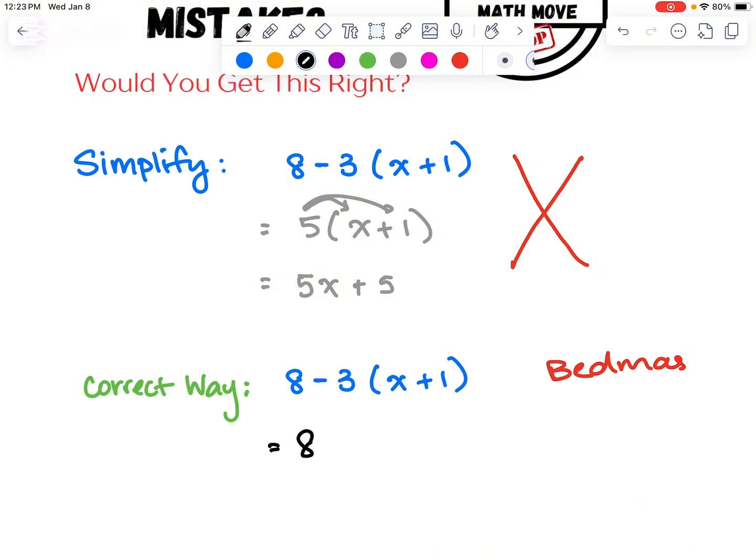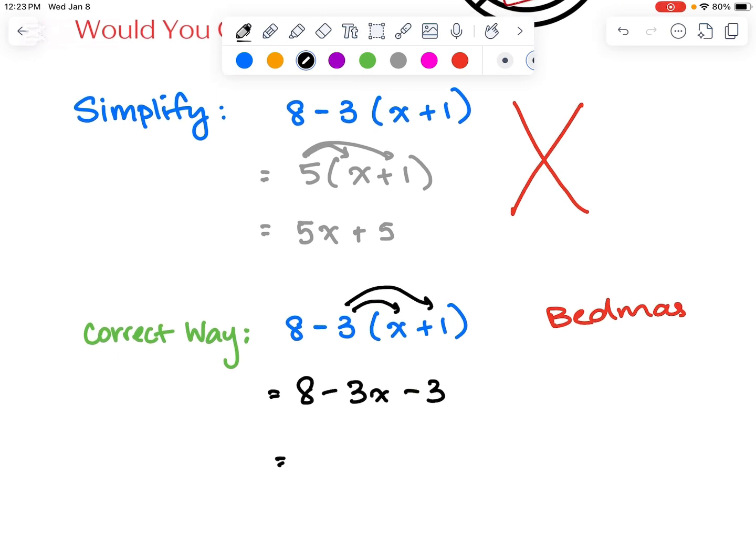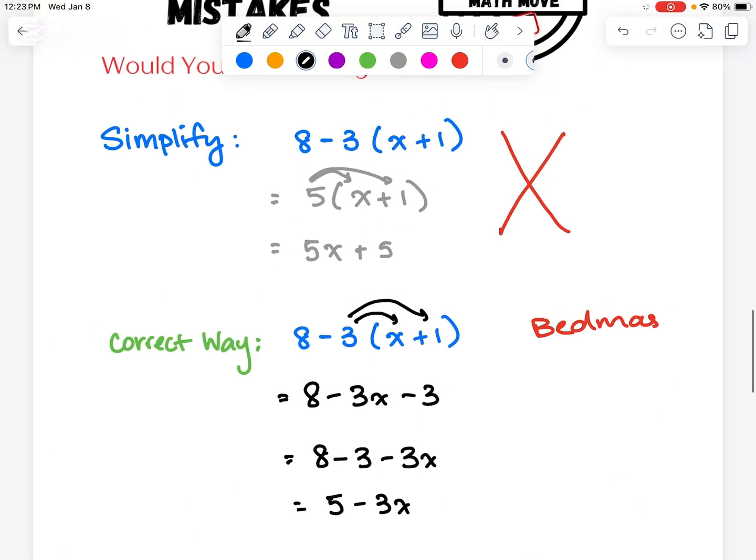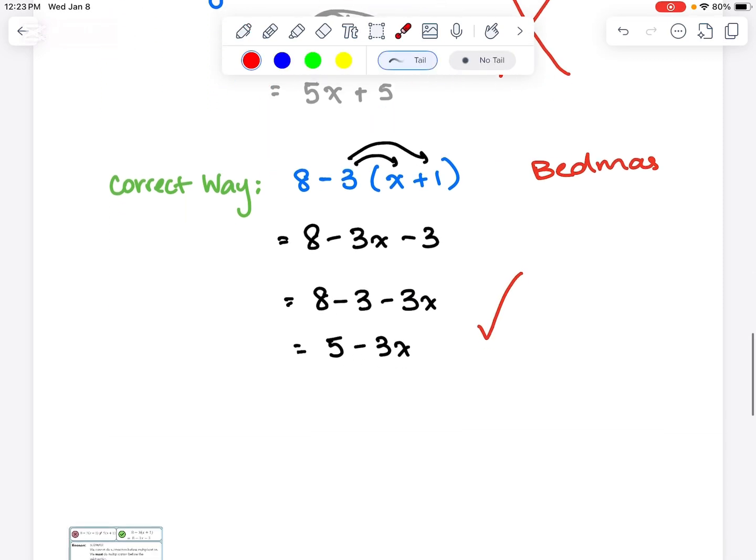So the correct way to do this, let's do -3 times x, -3 times 1. And this is just one of the few explanations for a distributive property. If you'd like to see a more complete video on distributive property, you can always see my other videos. But at this stage, now I can group my like terms. 8 minus 3 is 5. And so I do not get the same answer. So this is the correct answer, and this is the wrong answer.